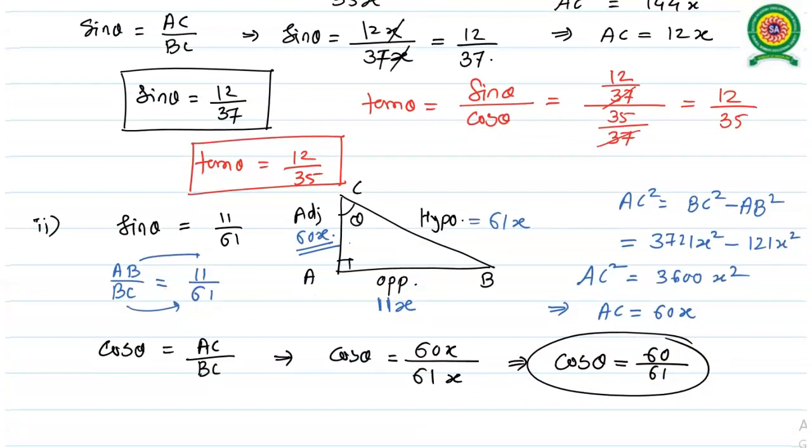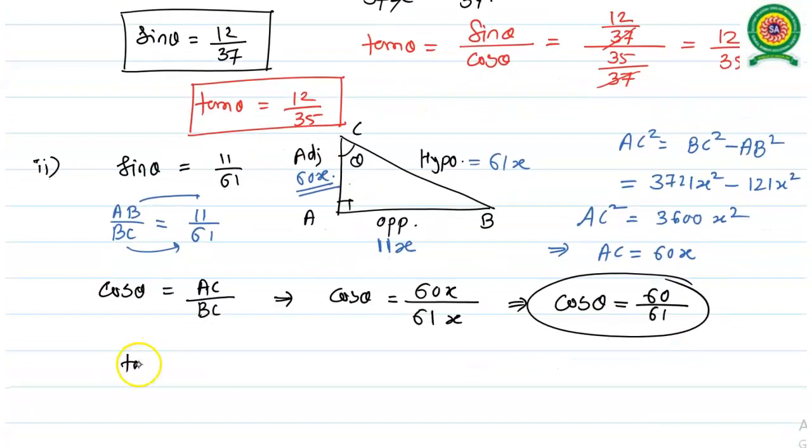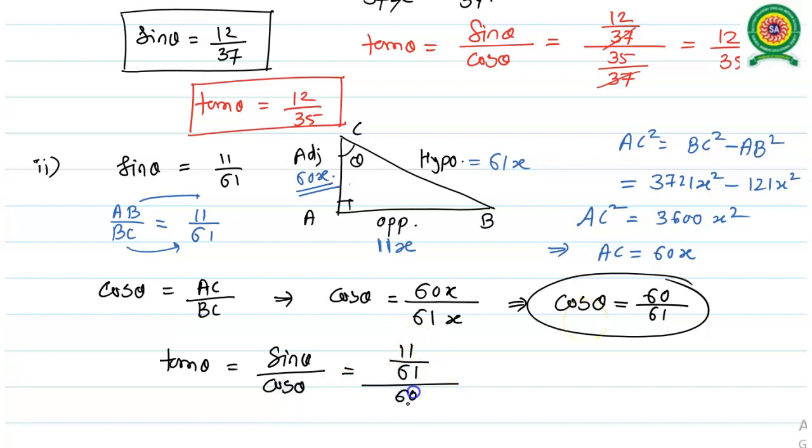Now to evaluate the tangent of theta, we are using the relation between trigonometric functions. I am writing it again, tan theta equals sin theta upon cos theta. Sin theta value already given to us is 11 divided by 61, and cos theta we obtained is 60 divided by 61. So the 61 from numerator and denominator gets cancelled, and tan theta value is 11 divided by 60.